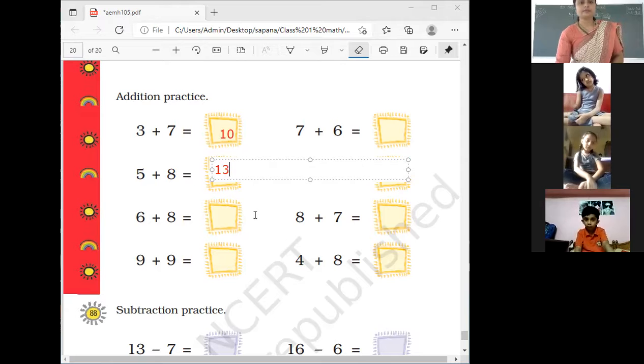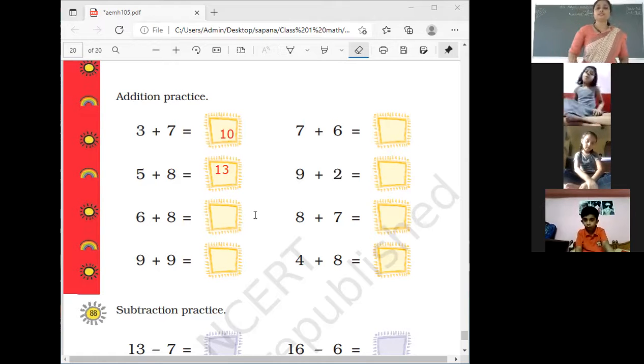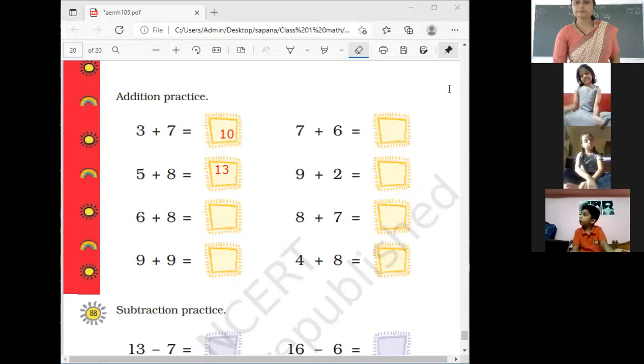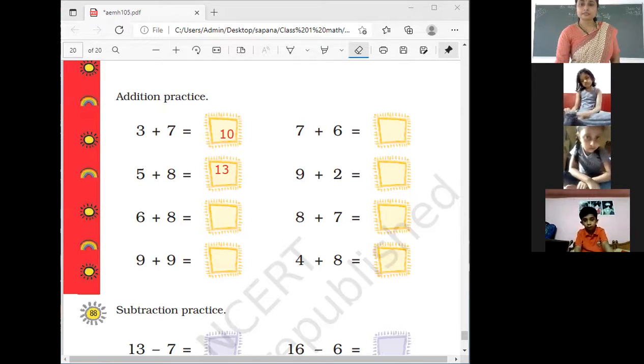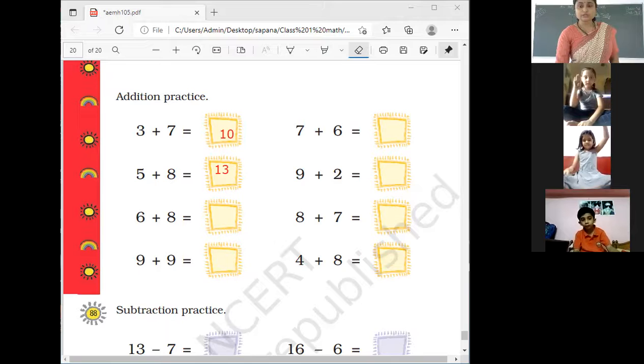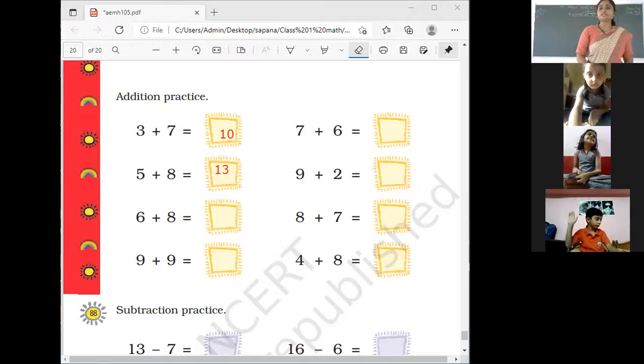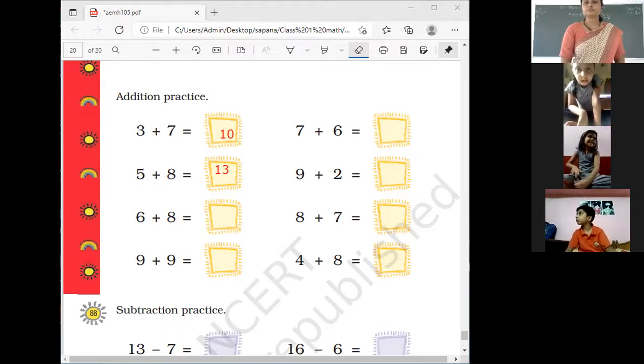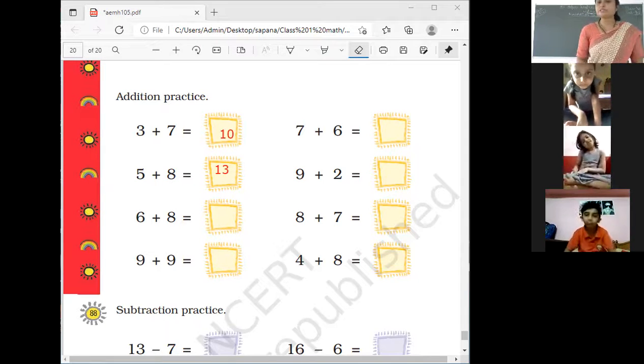8 plus 5 is equal to 13. Next is 6 plus 8. Who gives me the answer? Raise your hand. Vaishnavi, give me the answer. 6 plus 8.